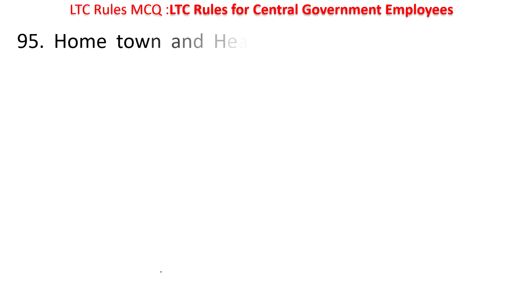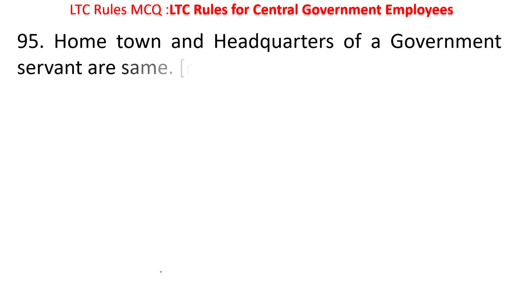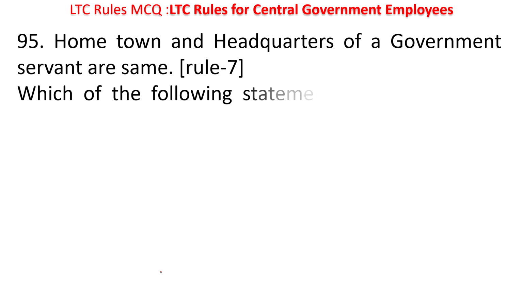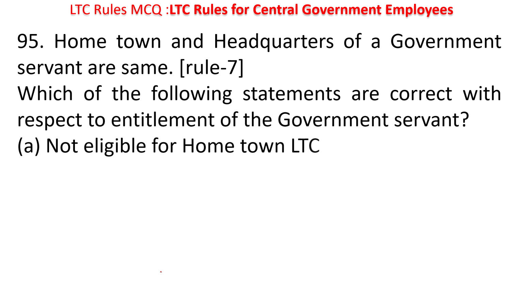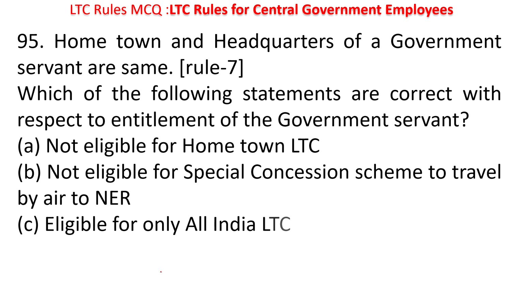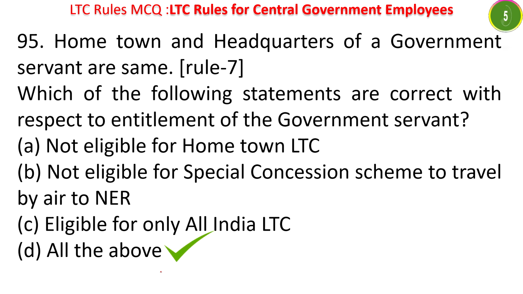Next question. Hometown or headquarters of the government servant are the same. Which of the following statements are correct with respect to entitlement of the government servant? Not eligible for hometown LTC, not eligible for special concession scheme to travel by air to NER, eligible only for all India LTC, all of the above. Your time starts now. The answer is all of the above. He is eligible for all India LTC, he is not eligible for hometown LTC, and he is not eligible for conversion.